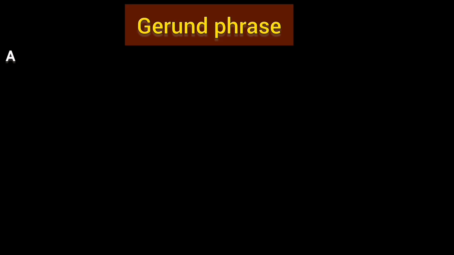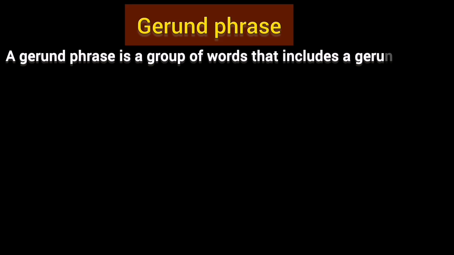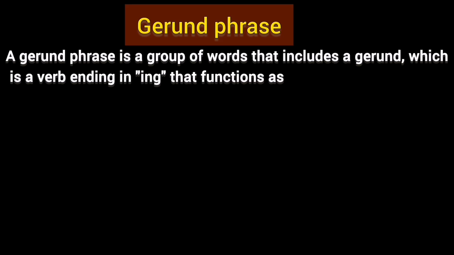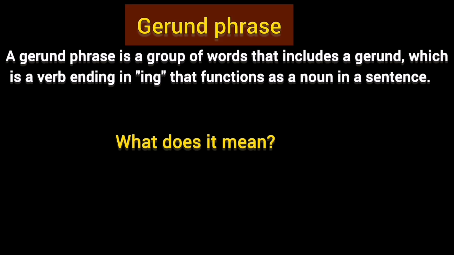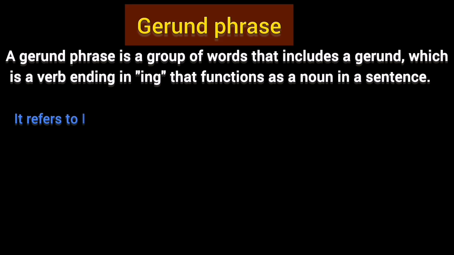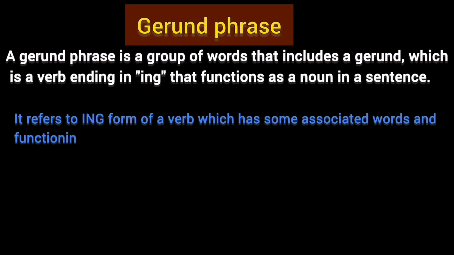Let's first learn the gerund phrase. It can be defined as: a gerund phrase is a group of words that includes a gerund, which is a verb ending in ing that functions as a noun in a sentence. What does it mean? Simply, it means that a gerund phrase refers to the ing form of a verb which has some associated words and functions as a noun in a sentence.